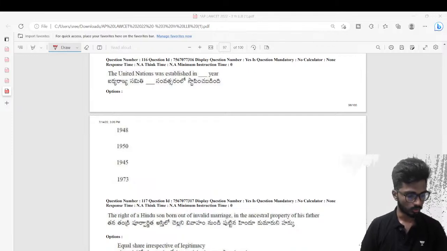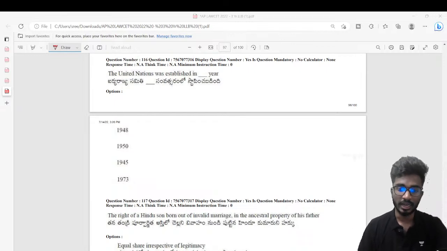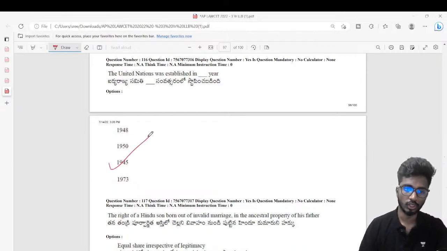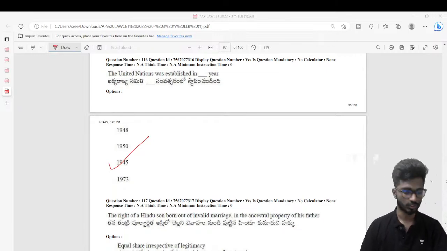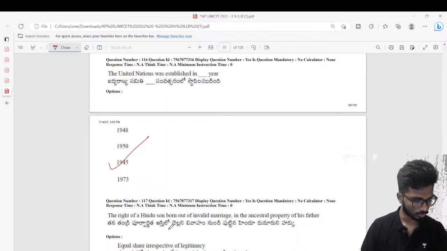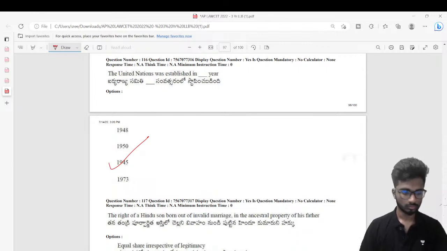Very good guys, very good. So the answer is 1945. We talked about the UN Charter as well. So in 1945, United Nations was established. Next question. Very good Srikanth, excellent. Next question.